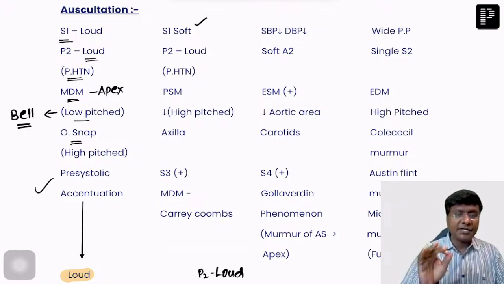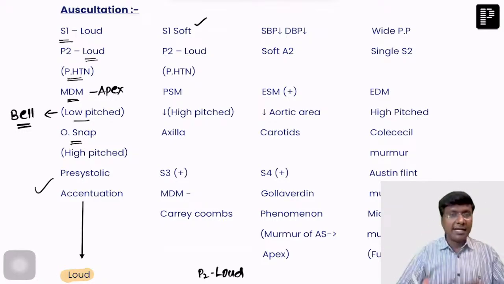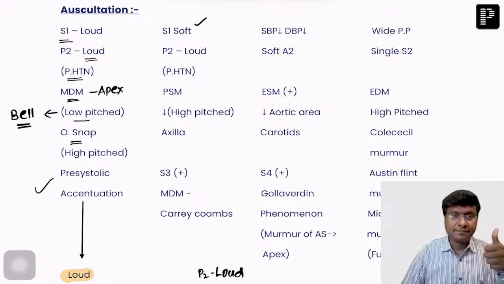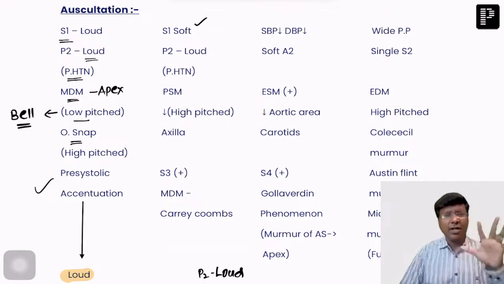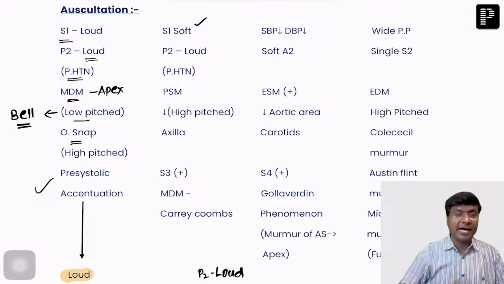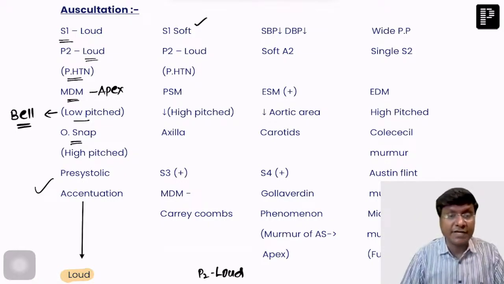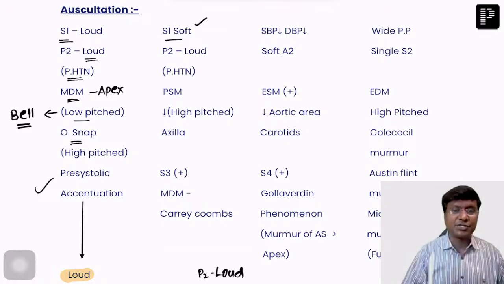And any conditions which are increasing the distance between the heart and chest wall, like emphysema, obesity, right? And COPD, which is nothing but emphysema, left-sided pleural effusion, left-sided pneumothorax, or pericardial effusion. In all these conditions, the distance between the chest wall and heart is increased, so thereby the intensity of the first heart sound is reduced. So the first heart sound is soft in patients with MR.